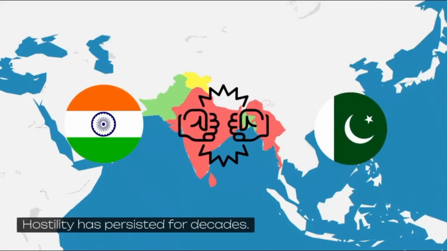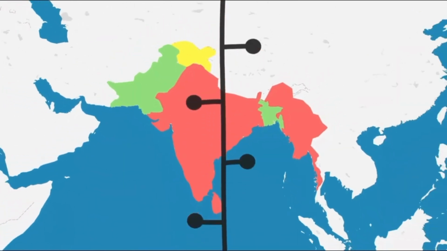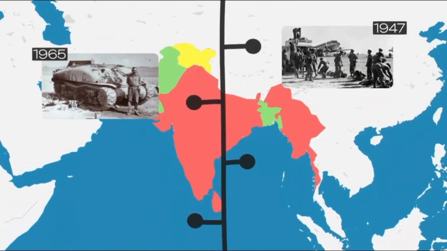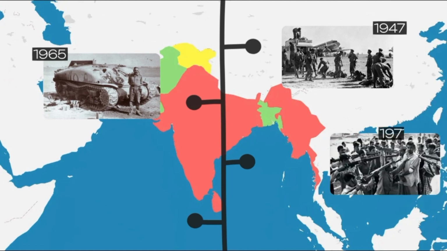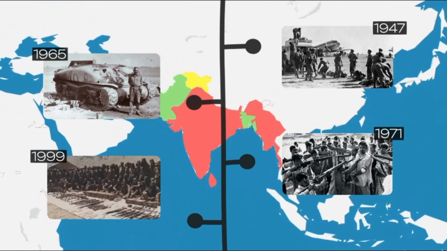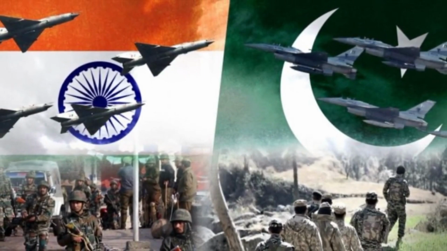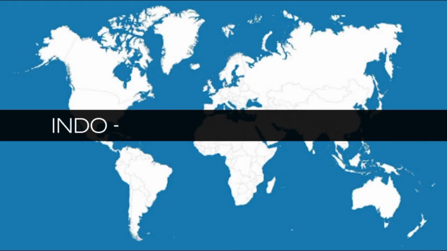The hostile atmosphere between the two nations has persisted for decades, leading to the outbreak of three major Indo-Pakistan wars in 1947, 1965, and 1971, and a limited war in 1999. The tension between the two nations continues to escalate till today, making the India-Pakistan conflict one of the world's longest-running conflicts.